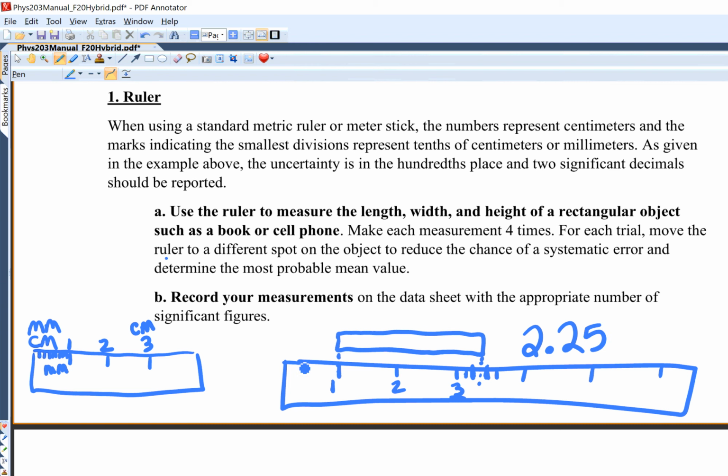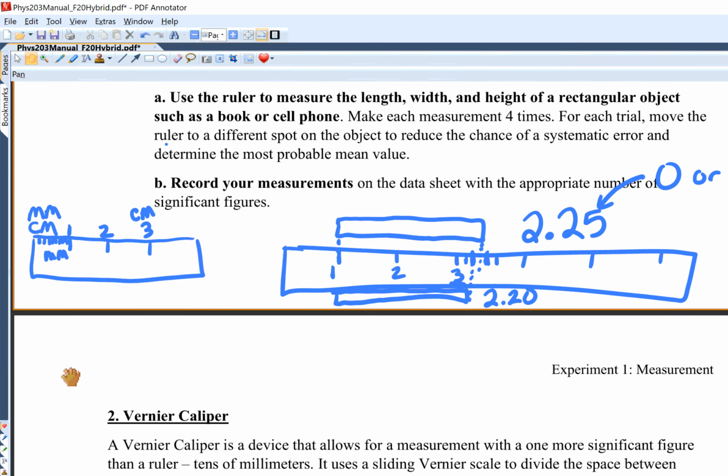Now, if I had an object that was right on a tick mark, like this, say if it was right on that tick mark, then that would be 2.20. So this last digit is always going to be 0 or 5. And you'll see that's true with the Vernier Caliper too, because you get to a point where your eye can't really judge the distance between those two tick marks. So you say, well, it's either right on the tick mark or it's not. It's either 0 or it's 5. Okay, so that's how you use a ruler. If you have issues with that, you just come see me.